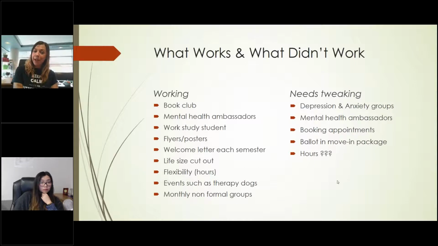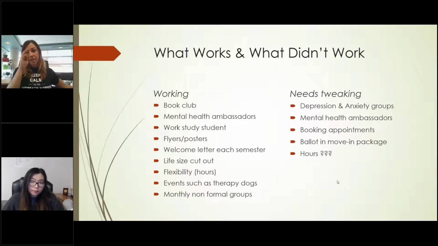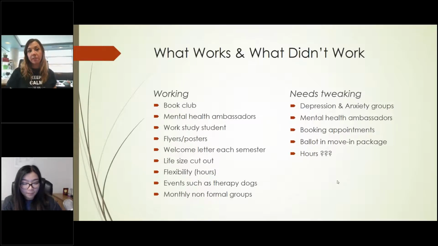My favorite, I hate to love it, is that there is a life-size cutout of me in the doorway of each residence. There's a little bubble where I can write how to contact me, and a little table where I have brochures. So students are constantly seeing my face or my work study's face, and they are seeing outreach services every time they walk in the building.